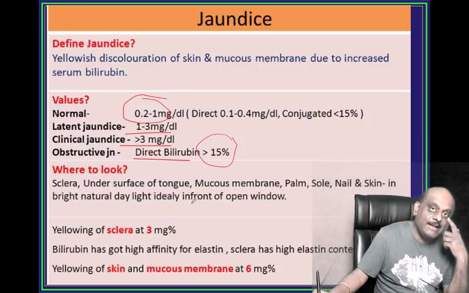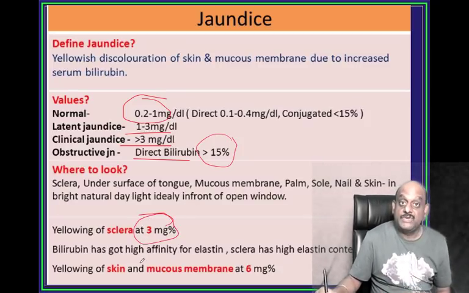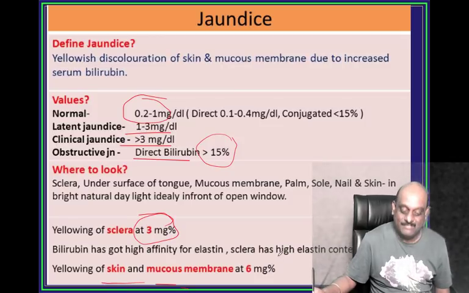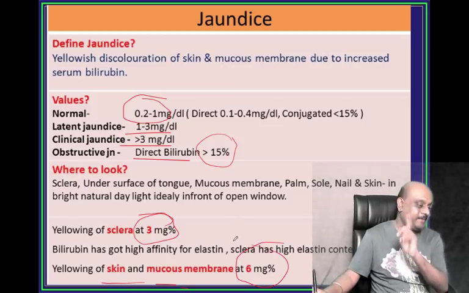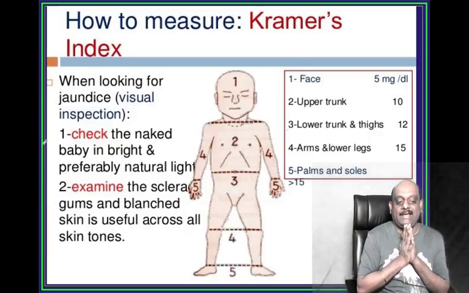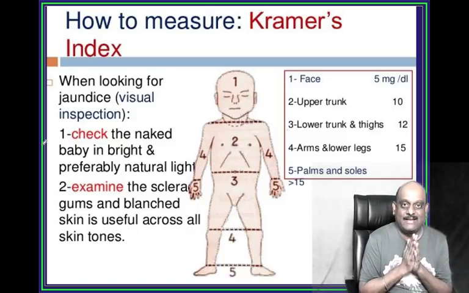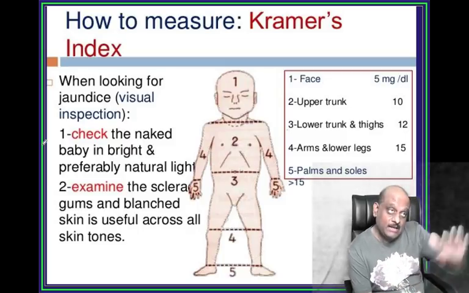When will the scleral yellowing occur, doctor? At 3 milligram percent. Skin and mucous membrane, 6 milligram percent. Please don't forget. Dr. Kramer saab ne ek index diya. How to measure? Looking at the extent of the yellowing.